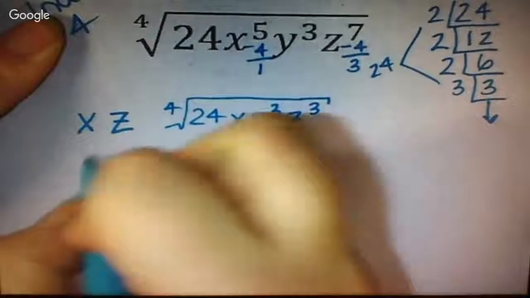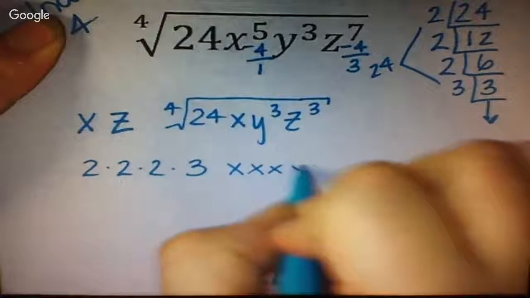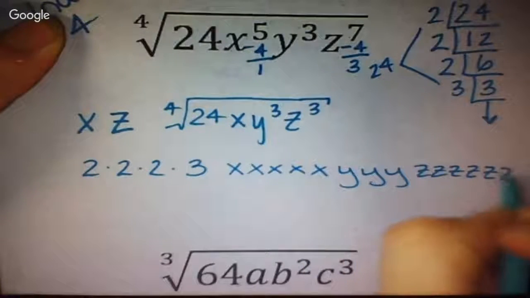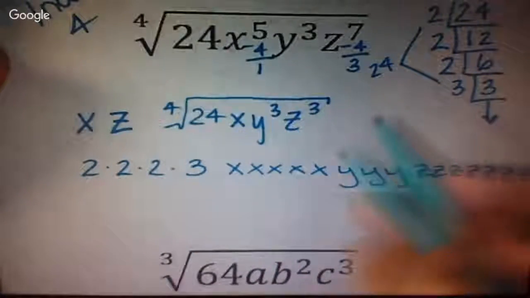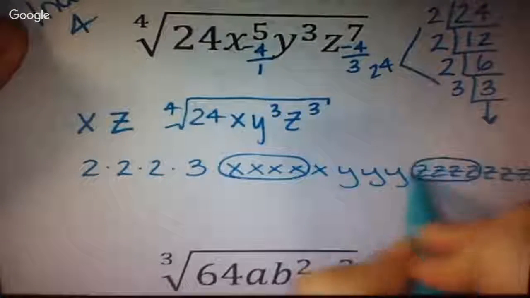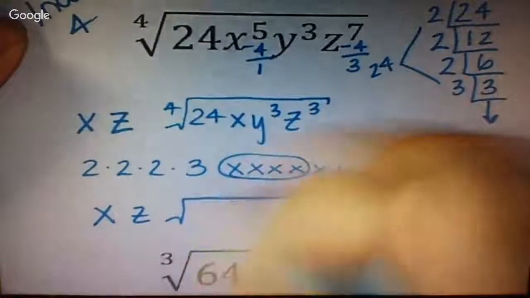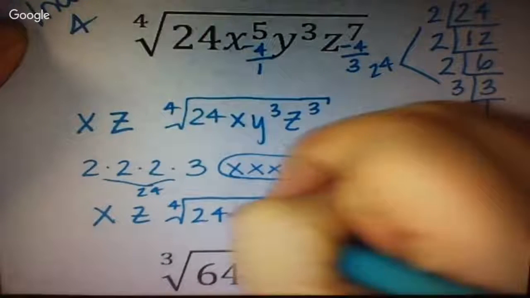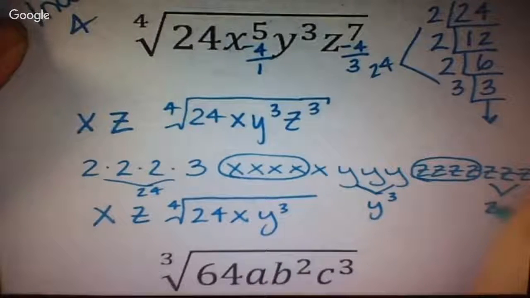So if we wrote this out and circled, this would be 2 times 2 times 2 times 3. And then you've got 5 X's, and you have 3 Y's, and you have 7 Z's. Okay. I can't circle any 2's. I can't circle any 3's. I've got one group of X's, no Y's, one group of Z's. So I pull out an X, I pull out a Z. Everything else goes back underneath. This becomes 24 again. This is just an X. This is Y to the third. And this is Z to the third.